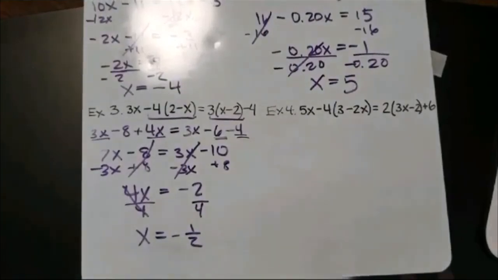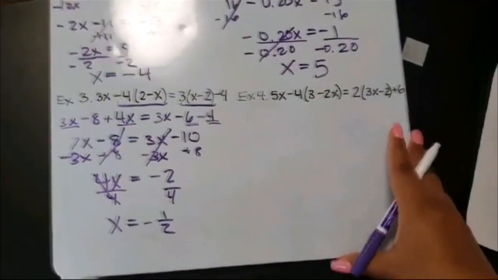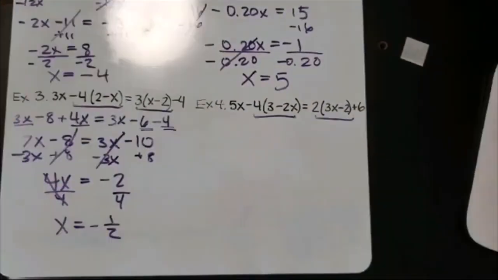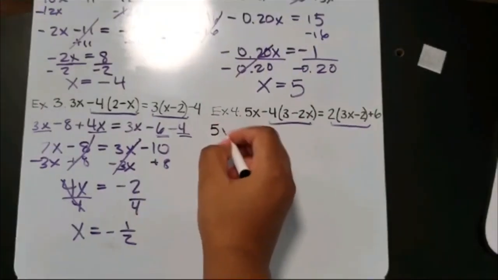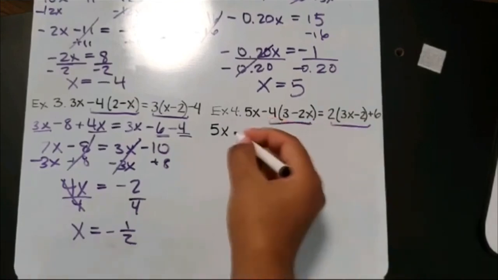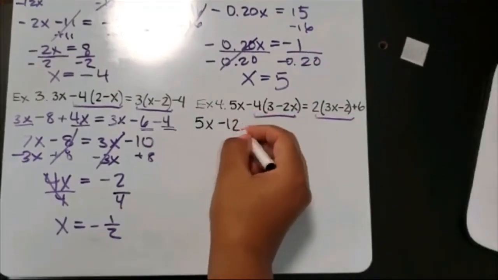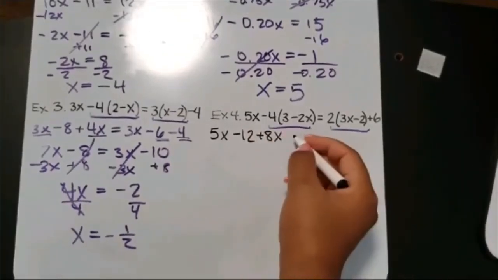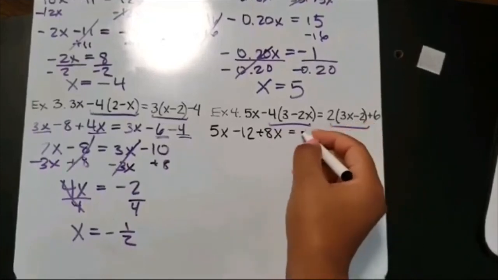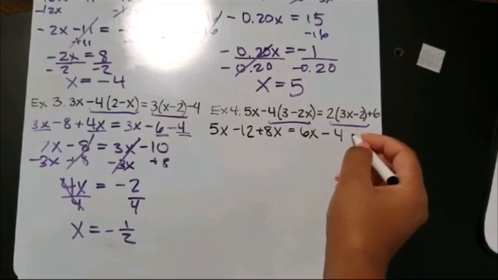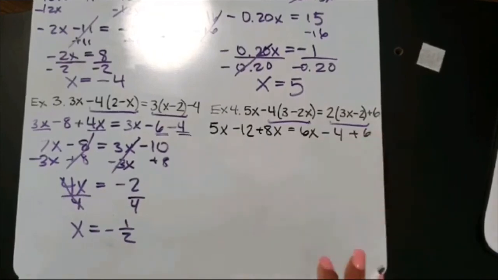Alrighty. Let's look at number 4, example number 4. So we're going to keep the 5x. When you distribute the negative 4, you should get negative 12 plus 8x. When you distribute the 2, you should get 6x minus 4, and then we bring that plus 6 down.